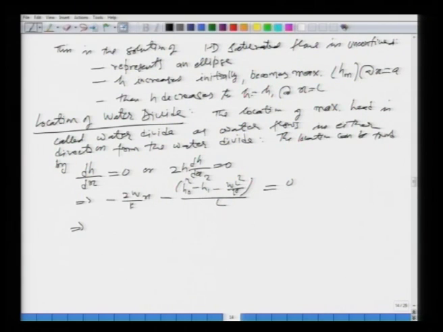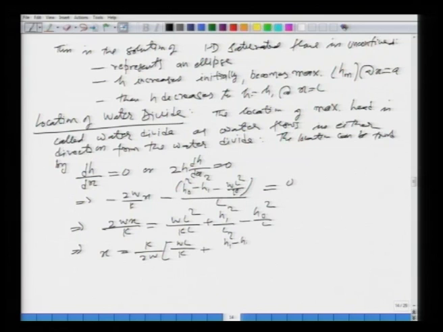Let me give you the next step, which is going to be 2 w x over k equal to w L squared over k L, plus h 1 squared over L minus h 0 squared over L. So, that will give you x equal to k by 2 w outside, and then you will have w L over k plus h 1 square minus h 0 square over L. Or you can simplify this further: it will be L by 2 plus k over 2 w L times h 1 squared minus h 0 square.